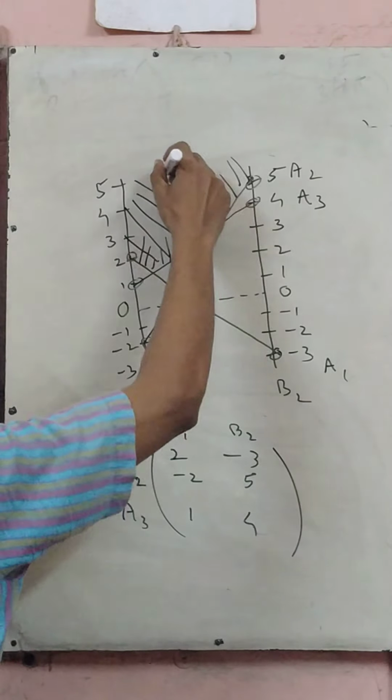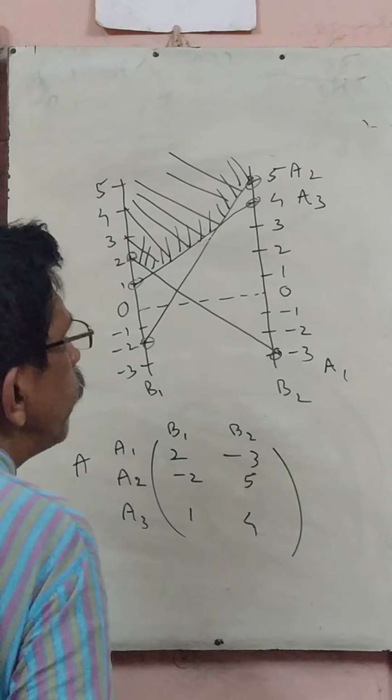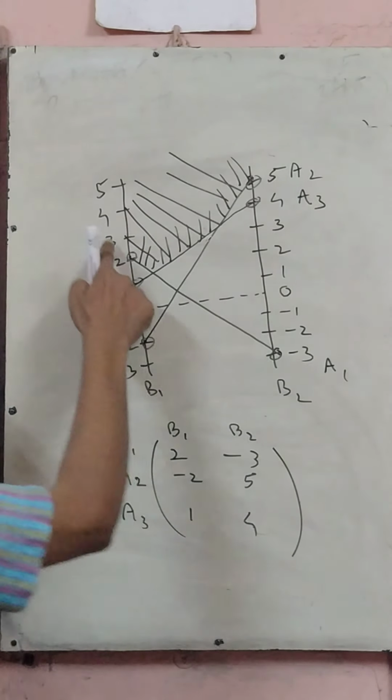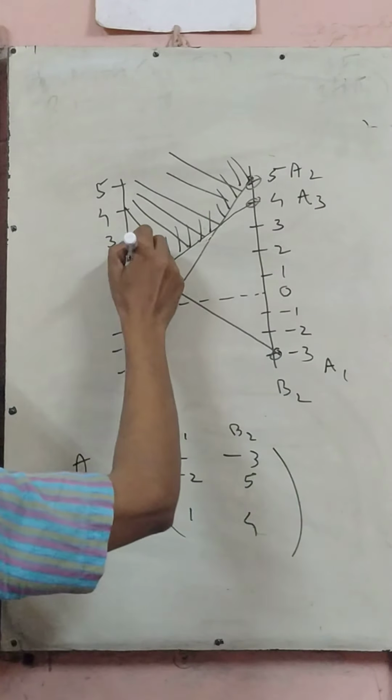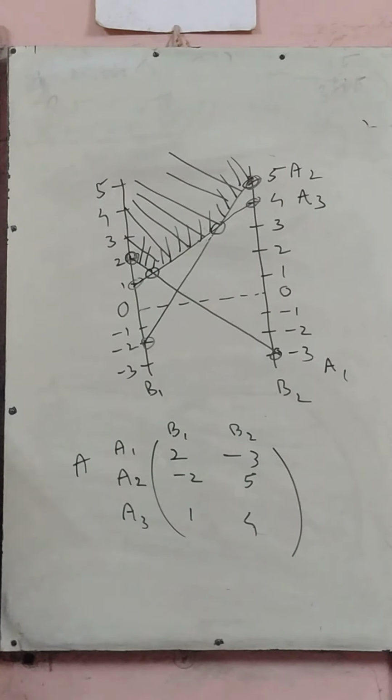If you draw fully, I am not telling that you must draw, I am telling you can draw. But if you practice, you will understand the portion which is the common shaded region. This is the common shaded region. The corner points 1, 2, 3, 4. Normally 4 or 5 like this corner point.